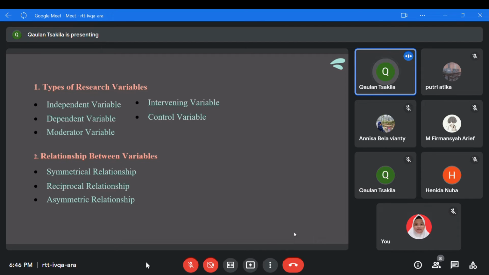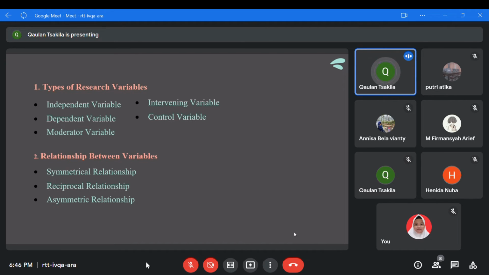There are several types of research variables. The first one is independent variable. This variable is often referred to as stimulus, predictor, and antecedent variables. The independent variable is a variable that affects or is the cause of the change or the emergence of the dependent variable. The second one is dependent variable.